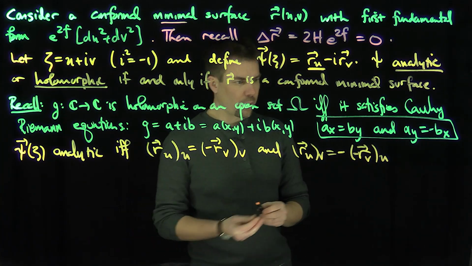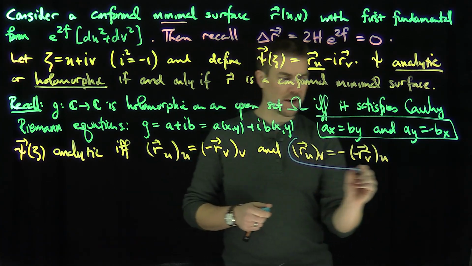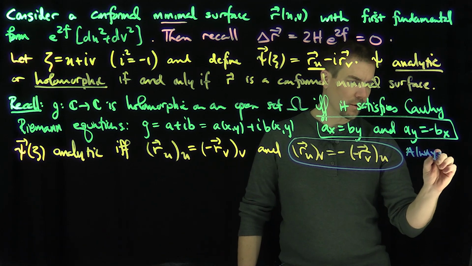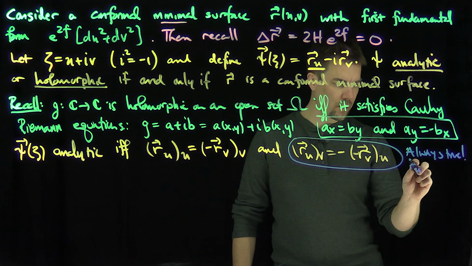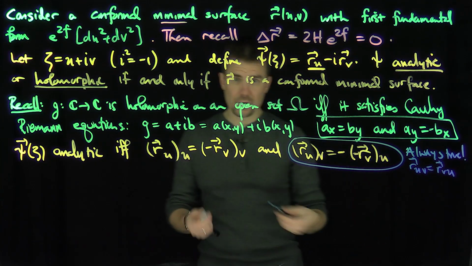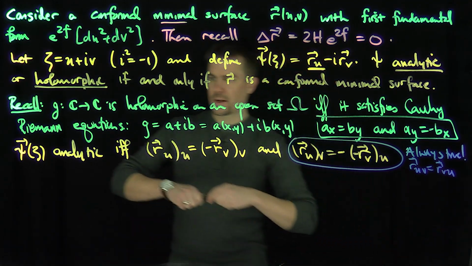Now this expression is always satisfied, right? That's always true for a continuously differentiable function, second continuously differentiable, because mixed partials are equal. I know that r_uv is equal to r_vu, because if it's sufficiently regular, that's going to be true, right? Now the second condition over here is valid.